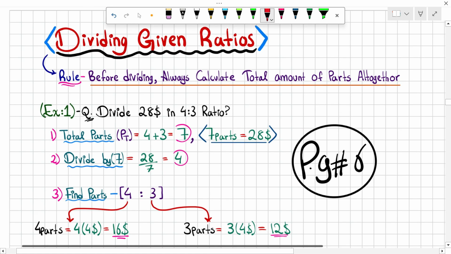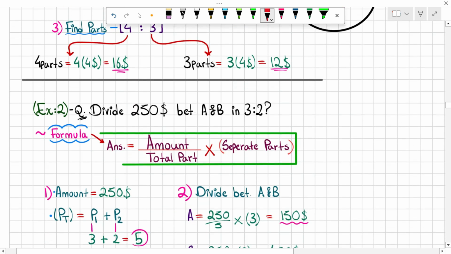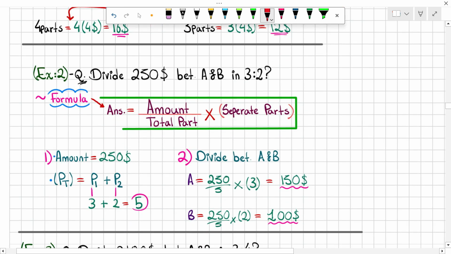And this brings us to dividing given ratios. So to divide given ratios, we have a formula. This formula is amount divided by total part times the separate part. For example, divide $250 between A and B in 3 to 2 ratio. Our amount here is $250. Our total part is 3 plus 2, which is 5. Our separate parts are 3 and 2. A takes 3, B takes 2.